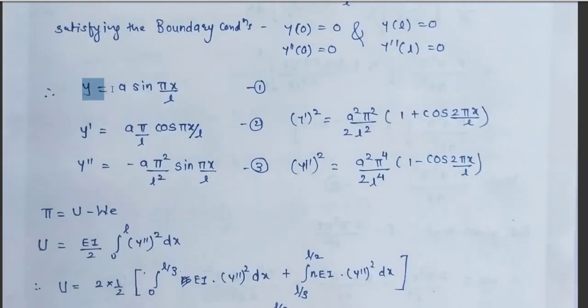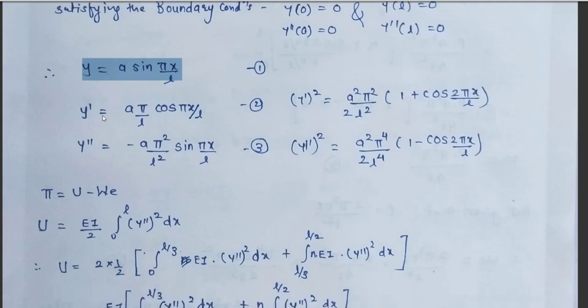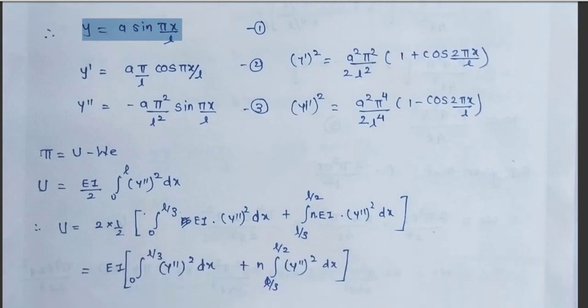See, this is an equation: y is equal to a sine pi x by l. And actually what we have to solve is this equation: Pi is equal to u minus wa. So the formula for u will be like this: the integration of y double dash.